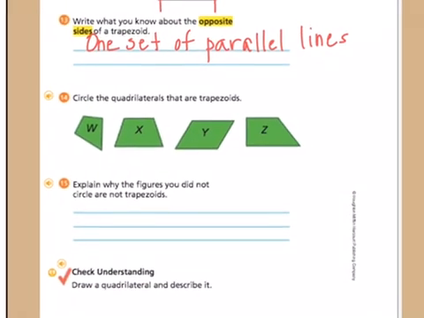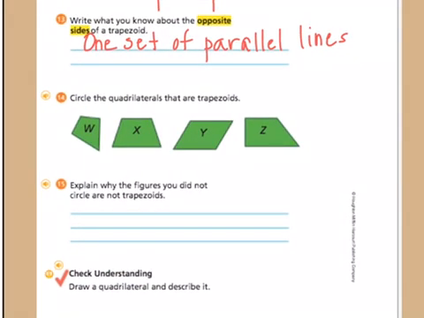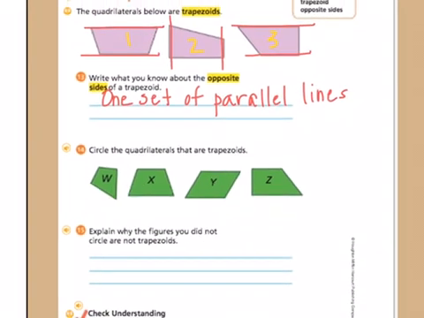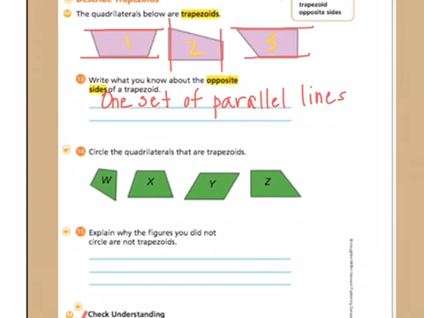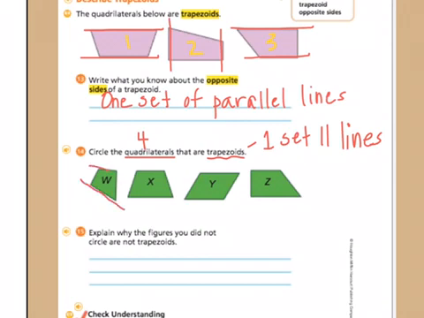And number 14, it says circle the quadrilaterals that are trapezoids. So they're all quadrilaterals because they're 4-sided shapes. So remember, a quadrilateral is a 4-sided shape. A trapezoid is also a 4-sided shape, but it has to have 1 set of parallel lines. So let's find 1 set. Let's see, do these? Nope. Eventually those 2 sides are going to cross. What about this side and this side? That one's not parallel. So definitely W is not a trapezoid.